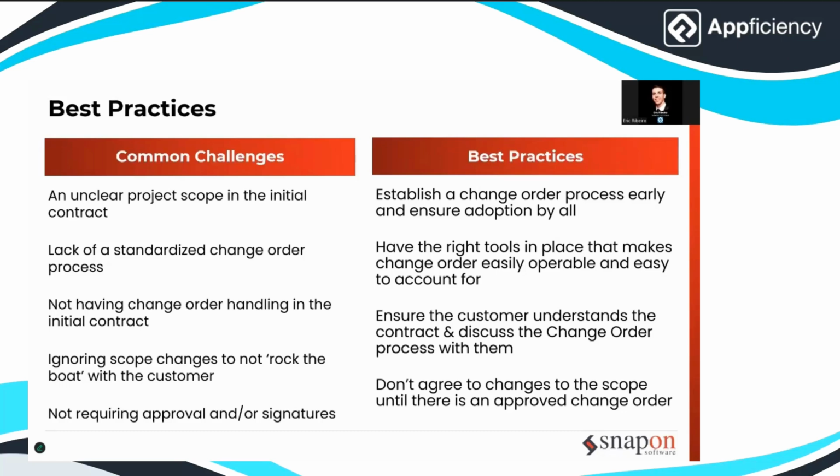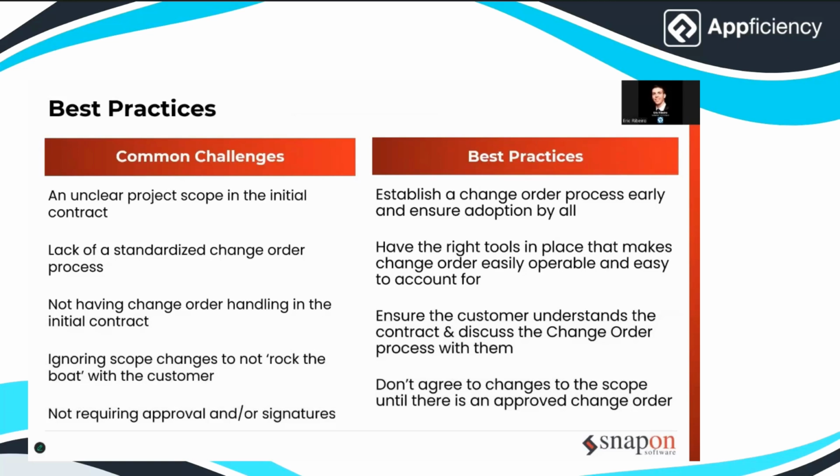And so let's start with the challenges. One of the biggest challenges we see is an unclear project scope in the initial contract. When the initial contract is vague or incomplete, it naturally leads to more change orders, often for things that should have been identified and priced up front. But we all know it's nearly impossible to avoid changes entirely, but the more you can define and document early, right, the less disruption you'll face down the road.